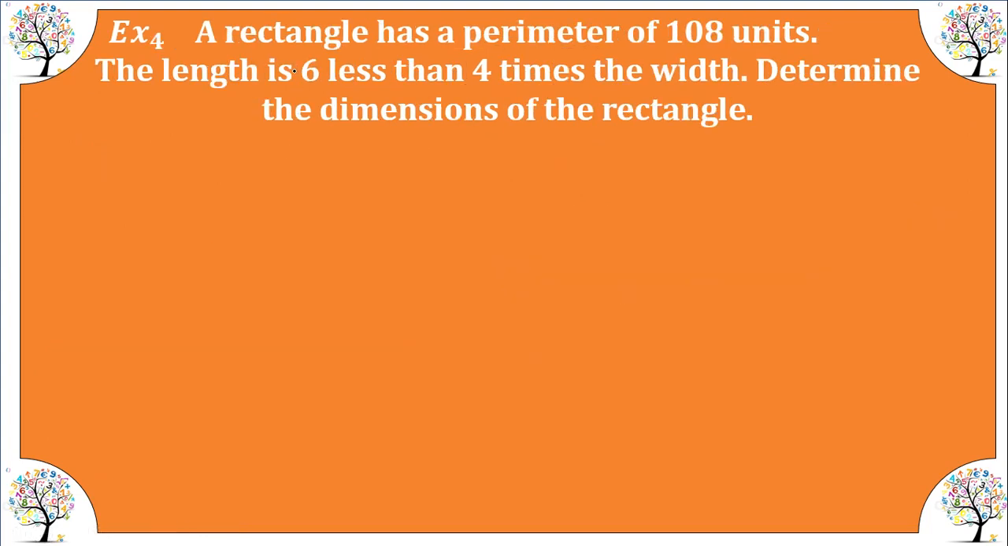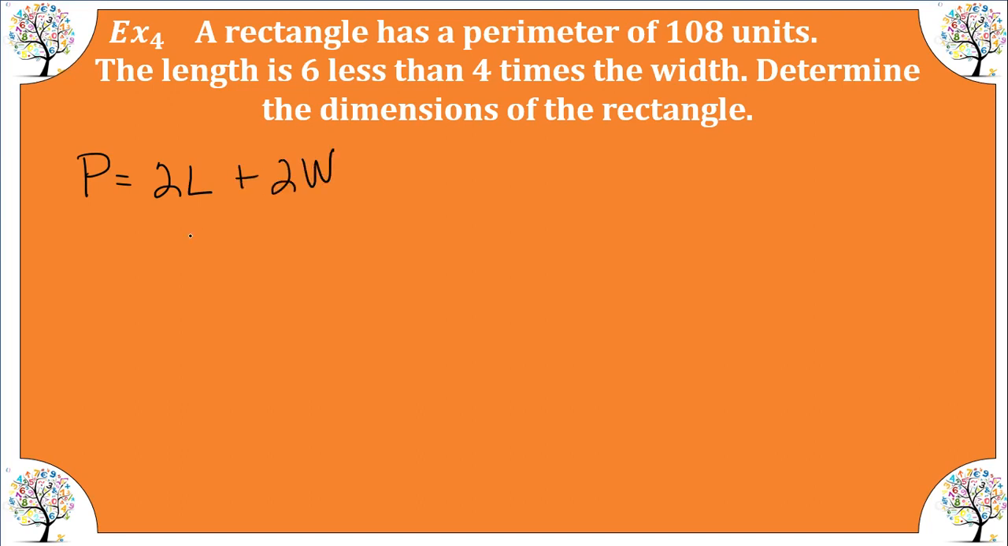A rectangle has a perimeter of 108 units. The length is 6 less than 4 times the width. Determine the dimensions of the rectangle. Okay, so the dimensions, we just want to know the length and the width. So our formula for this is perimeter equals 2 lengths plus 2 widths.